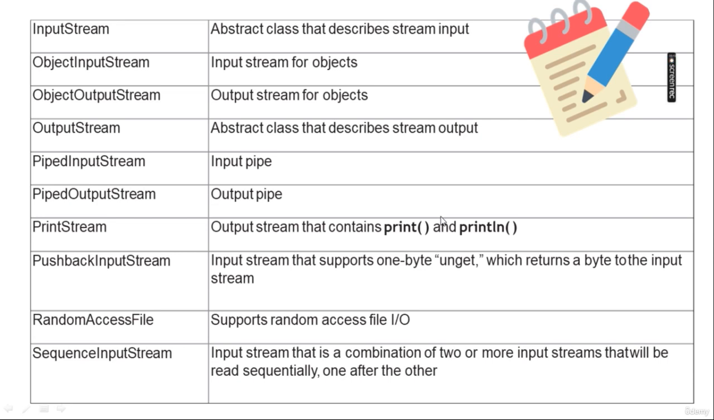Okay, pushback input stream supports 1 byte unget, which returns a byte to the input stream. Random access file supports random access file input output. Sequence input stream is a combination of 2 or more input streams that will be read sequentially, one after another.